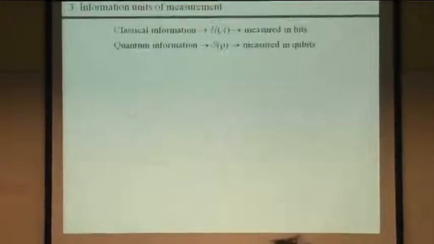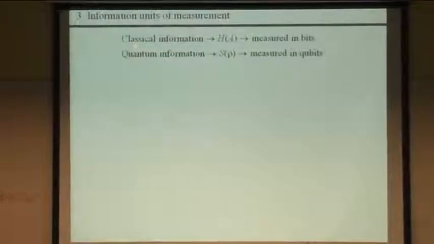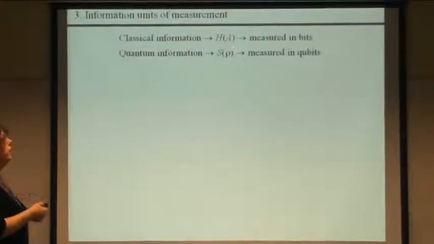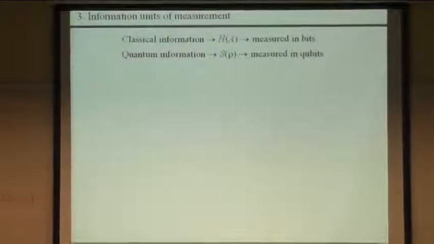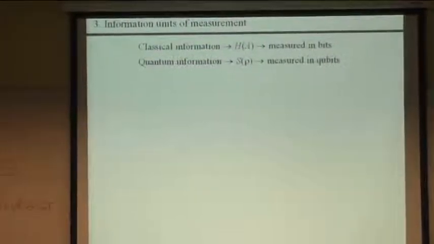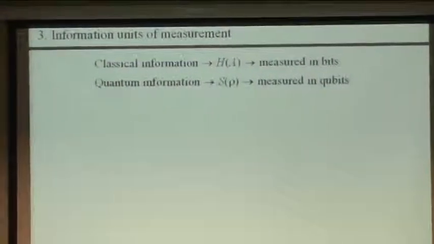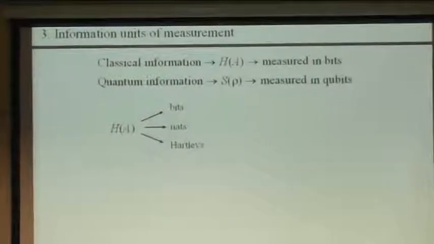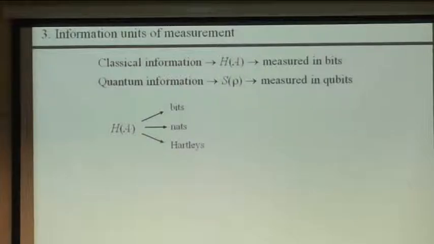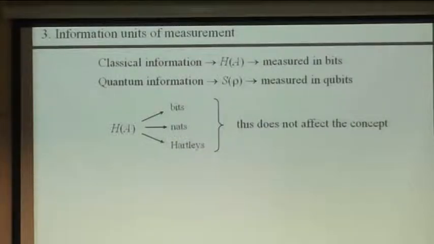another point is which are the units of measurement for information. It is usually said that classical information, in the Shannon entropy, is measured in bits. And quantum information, that is represented by the von Neumann entropy, is measured in qubits. Well, let us suppose the Shannon information can be measured in bits, in nats, in hartleys. It depends on the base of the logarithm we take. And of course, the fact that we use different units of measurement does not affect the concept of information.